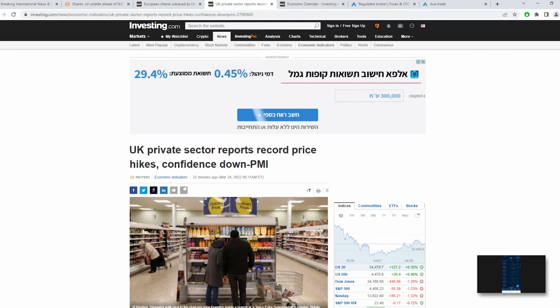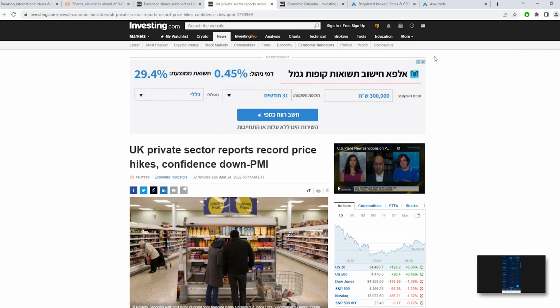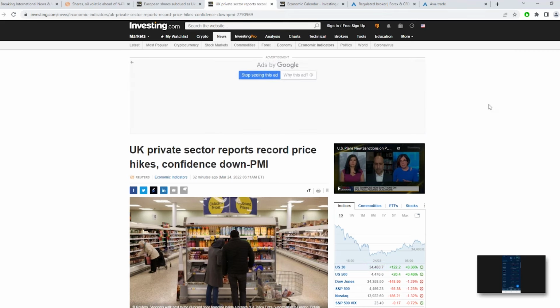Another headline that might be creating some negativity: UK private sector reports record price hikes. Confidence down with PMI. So the purchasing managers index shows there's some drop in confidence while record prices are soaring in the UK. And so again, we all know there's been this worry about hyperinflation. Well, guess what? That worry is still there, especially in the UK, with the private sector reporting record price hikes.